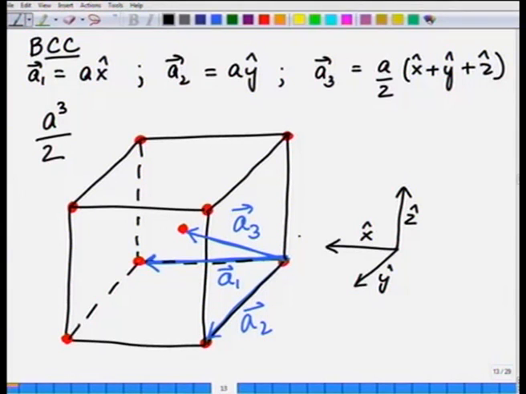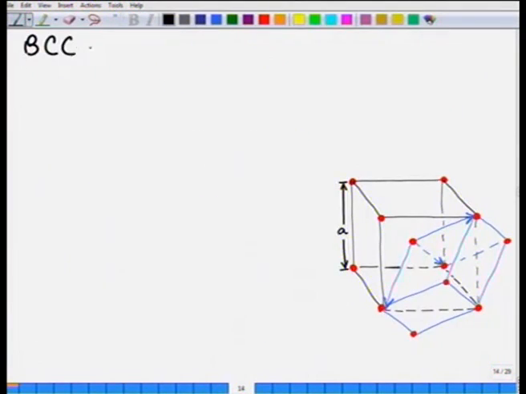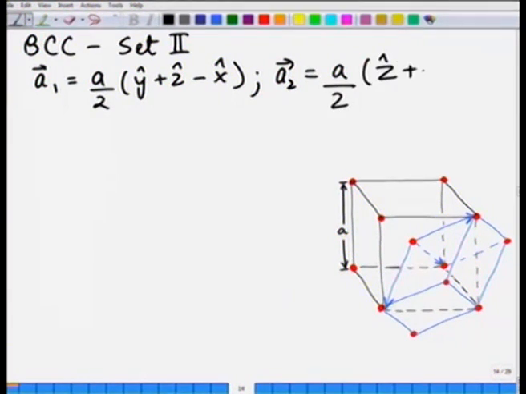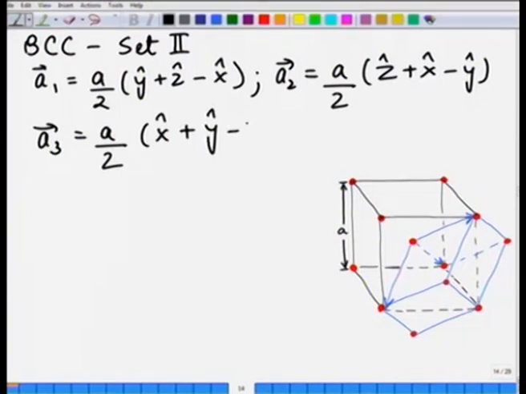Let me take another choice of lattice vectors. This was set 1. Let us take set 2. Let us say A1 is a by 2 times y hat plus z hat minus x hat, A2 is a by 2 times z hat plus x hat minus y hat, and A3 is a by 2 times x hat plus y hat minus z hat. Let us suppose you choose vectors like this.